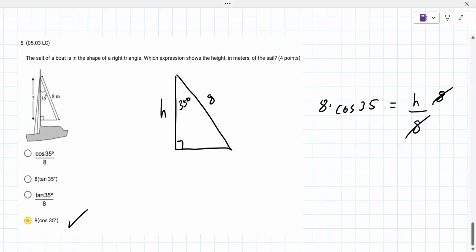All right, now number 8 is another one that I wanted to go over. It's in the chat now.